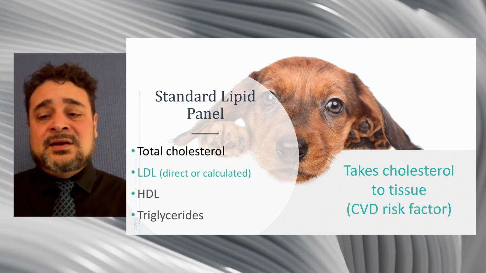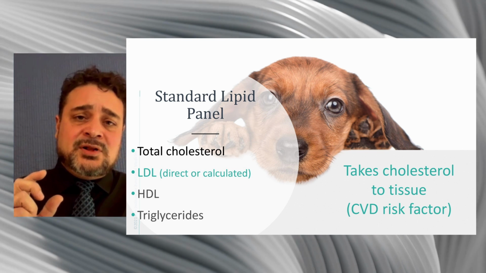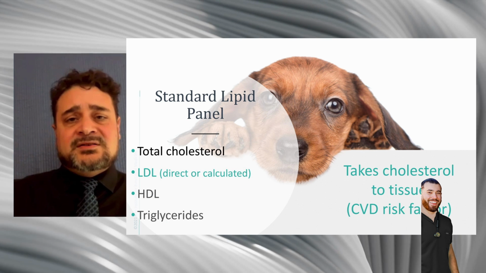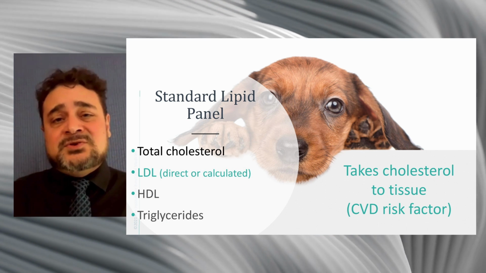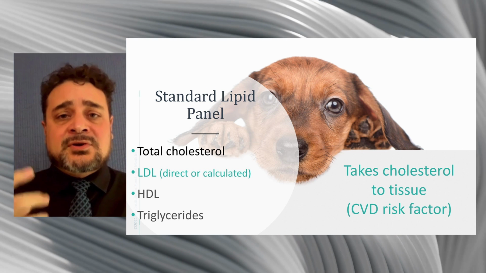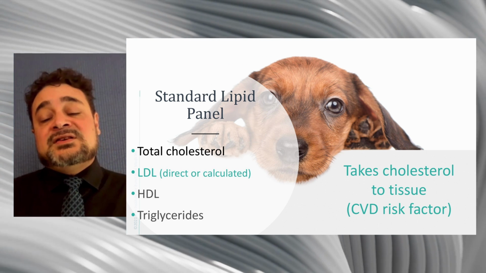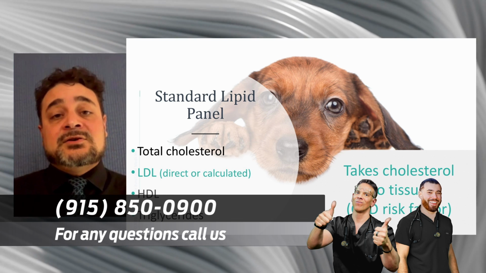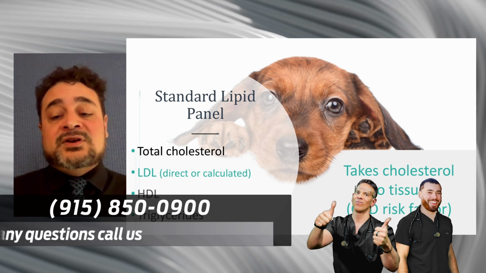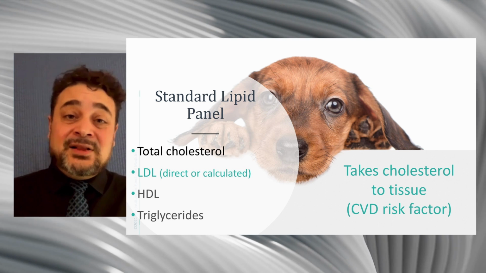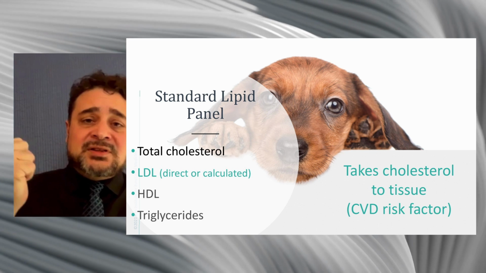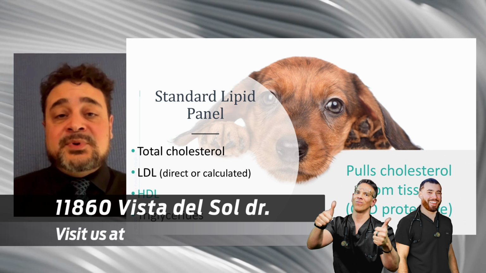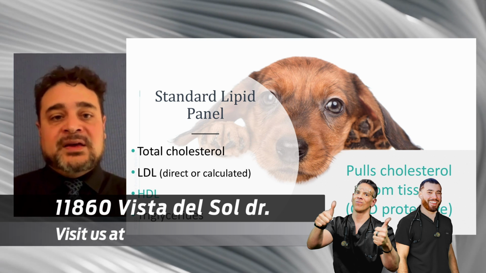LDL, either direct or calculated, is responsible for carrying cholesterol from the liver to the rest of the body. And that's what can squeeze in between the cracks and cause atherosclerosis or clogged blood vessels. If it's persistently greater than or equal to 160, it is considered a cardiovascular disease risk enhancing factor. We have HDL. HDL is like the garbage truck. It pulls cholesterol out of the tissue into the bloodstream. So looking at HDL is beneficial as well, just from a basic point of view.